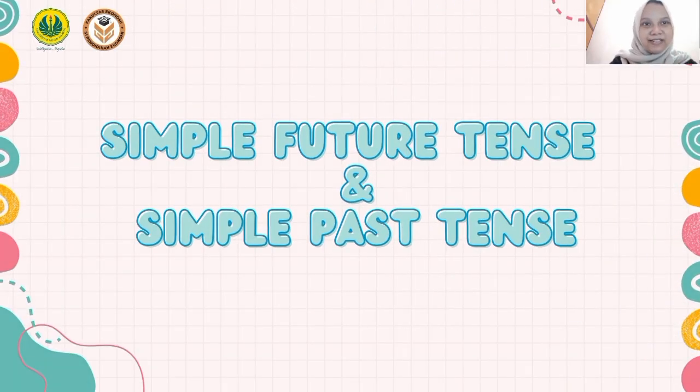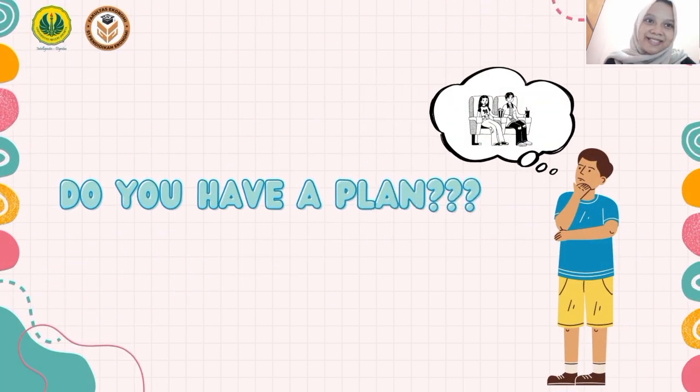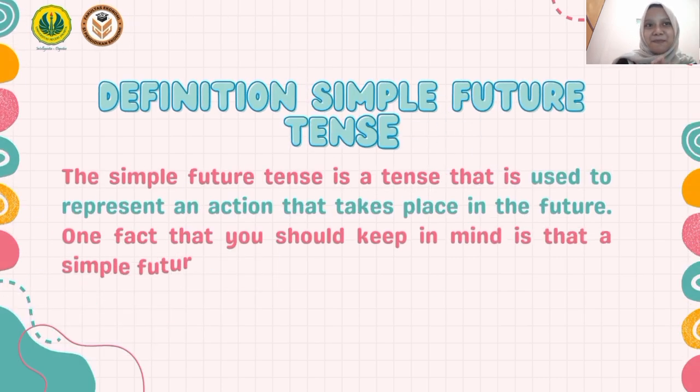Hi everyone. How are you guys today? I hope you are fine today because we're gonna learn about grammatical sentence. Before we start our lesson, I want to ask you guys, do you have a plan for the future? Yes, I'm pretty sure you all already have plans for the future. Maybe for the future you want to be a doctor, or you want to be an entrepreneur, or maybe after school you want to hang out with your friends. So today we're gonna learn about simple future tense.